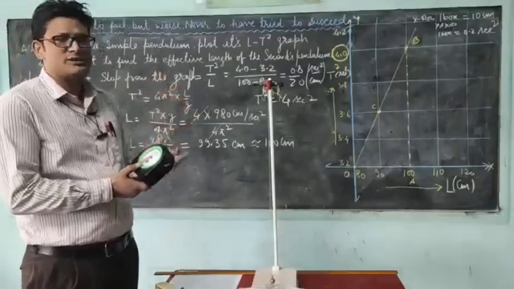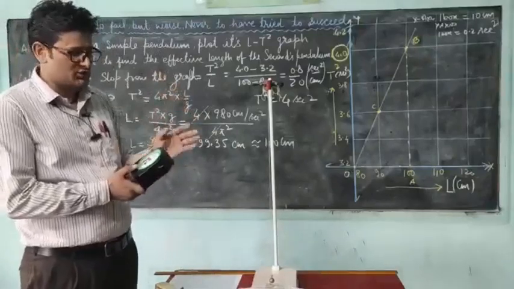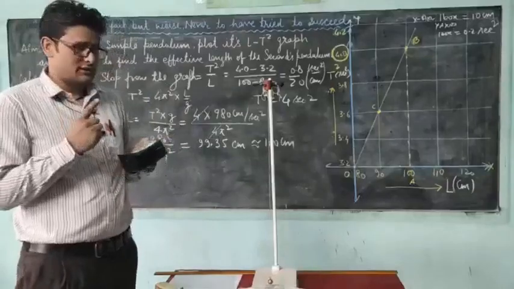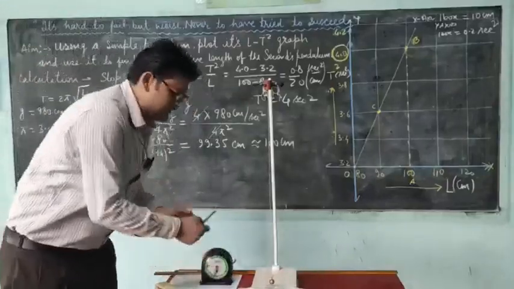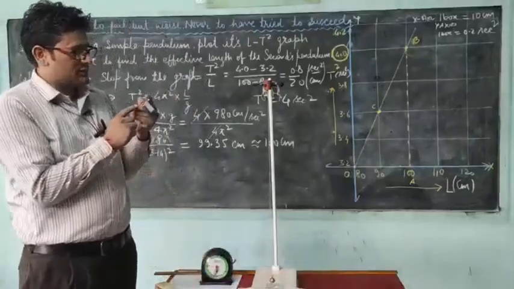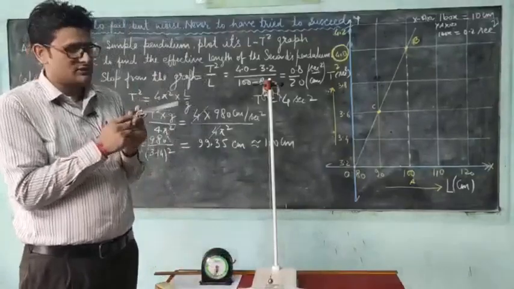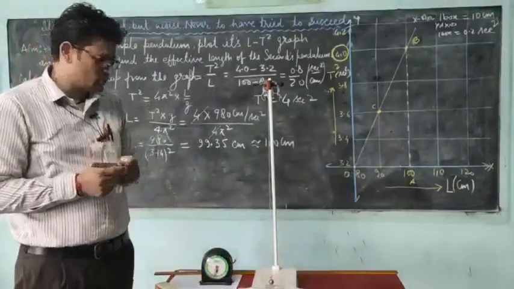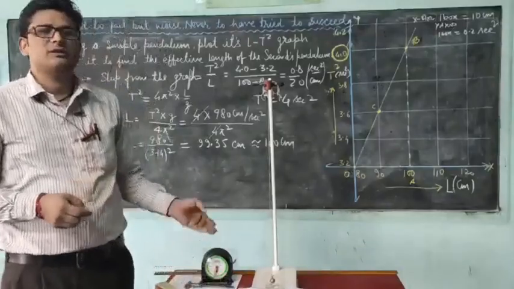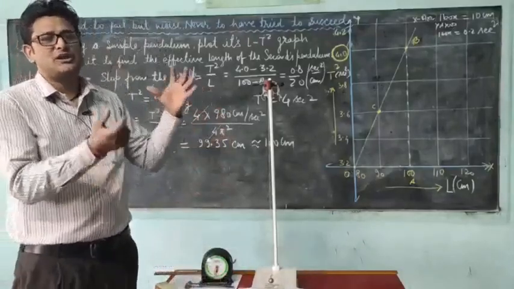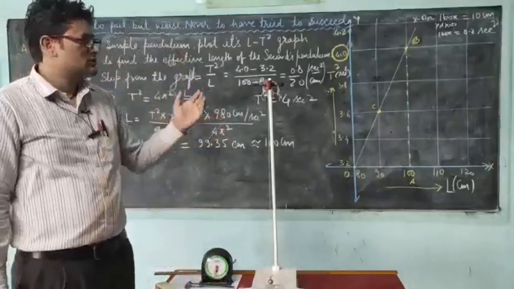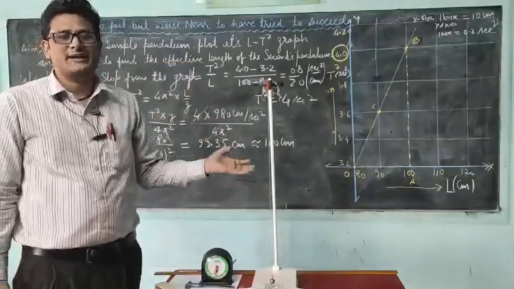But in the instruments which I have used here, there is no zero error in the stop clock as well as in the vernier calipers, because the zero of the vernier scale and the main scale coincide at the 0 point, so there is no zero error. If we have any type of zero error, then first you have to calculate it. So these are the precautions for this practical.